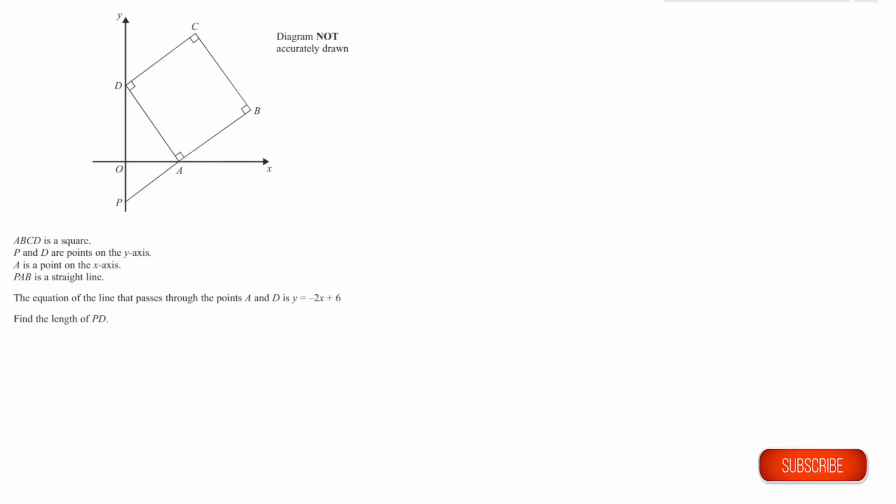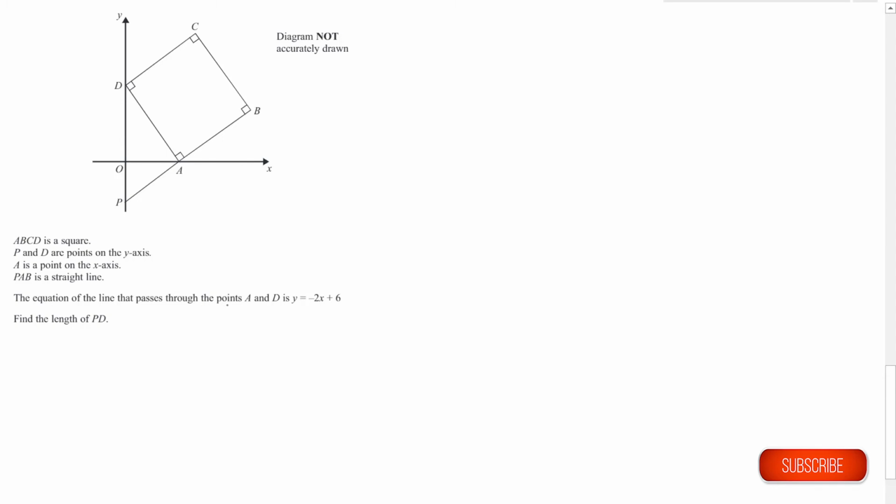So we're given A, B, C, D, and this is a square. What we know about squares is that all of these sides are going to be the same, okay? And they also all have right angles here. So P and D are points on the y-axis, and A is a point that's on the x-axis. And PAB is a straight line.